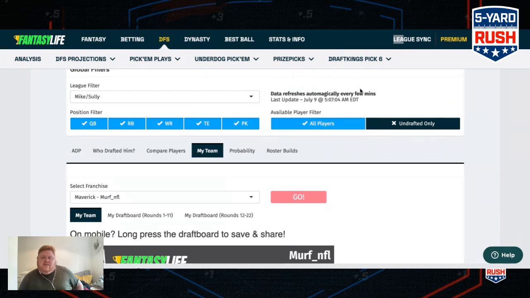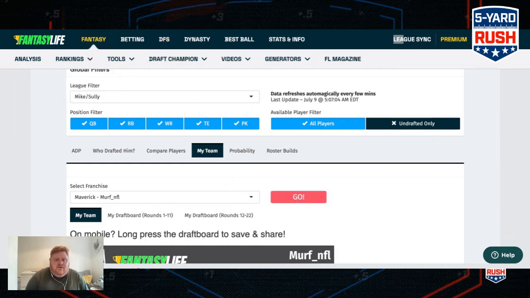We can see here this was last updated just a few minutes ago. So this is live data as we're going through, as I gave the time on the show.